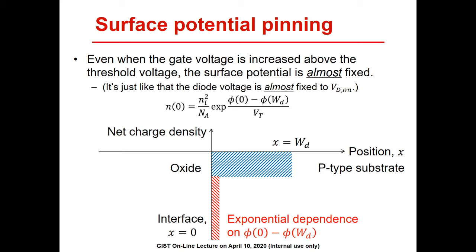Since the diode current is exponentially dependent on the diode voltage beyond VD on, the diode voltage cannot exceed VD on. Quite similarly, since the electron density is exponentially dependent on the surface potential for gate voltages above the threshold voltage, the surface potential cannot exceed the value at the threshold.